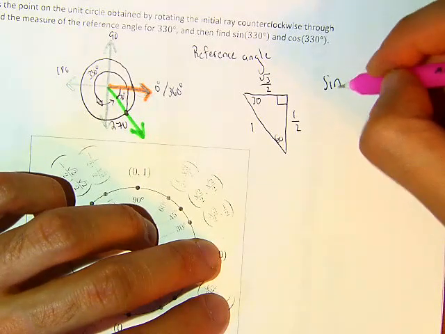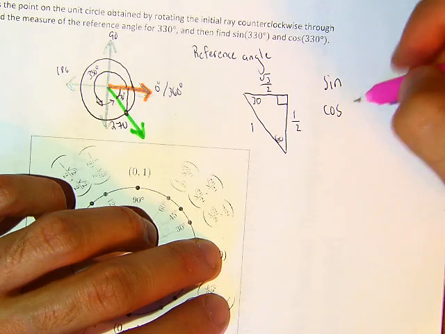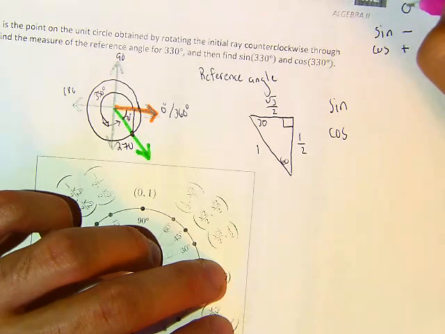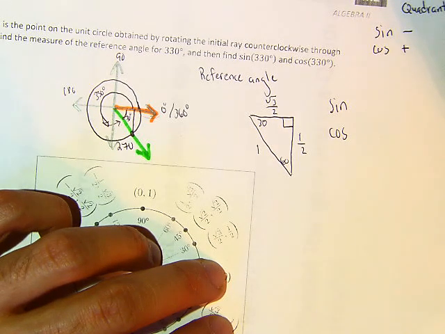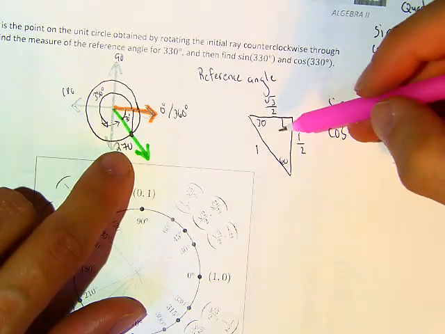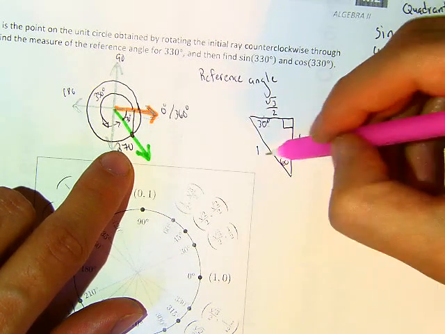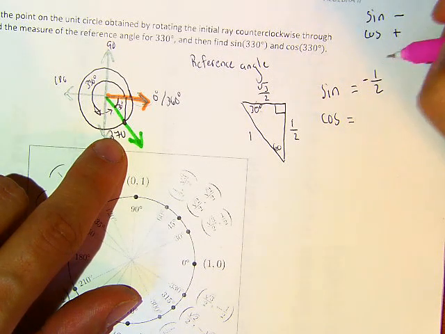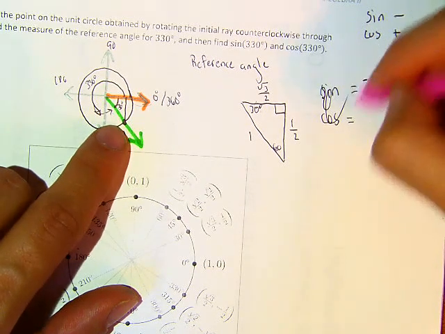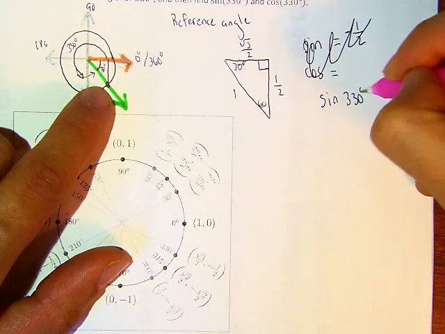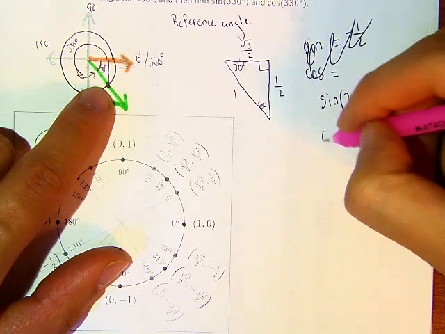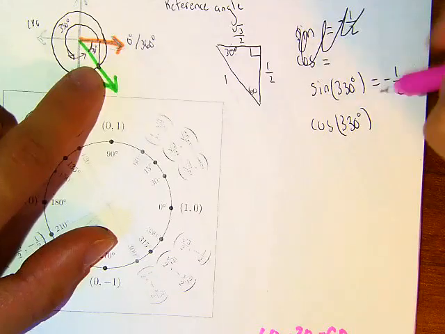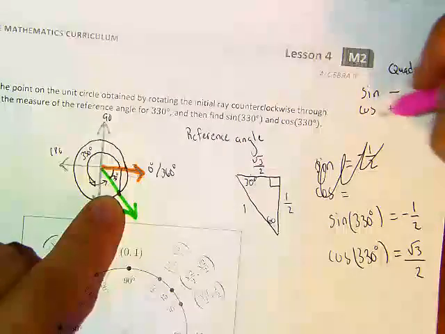Remember, sine will be negative and cosine will be positive because it's in quadrant 4. So what's our sine? If this is the 30-degree angle, it's opposite over hypotenuse, so it's just a half, but it's negative, so it's negative a half. Let me do that again. Sine of 330 degrees is negative a half. What's cosine of 330 degrees? It should be this adjacent, which is square root of 3 over 2. And it's positive, because it's in quadrant 4.